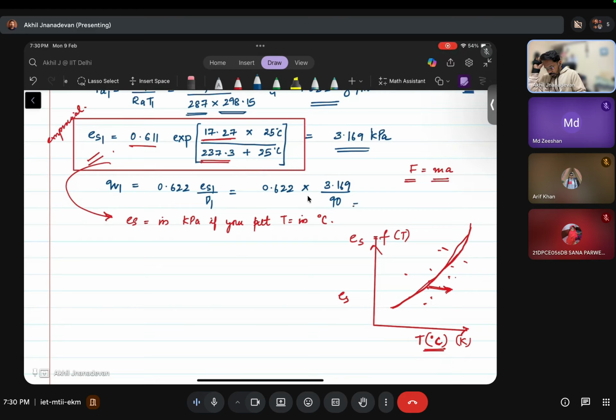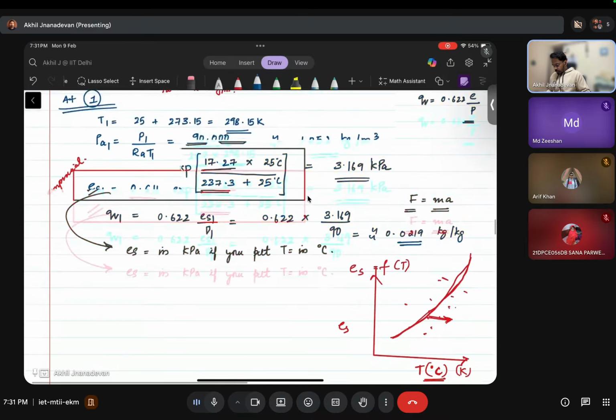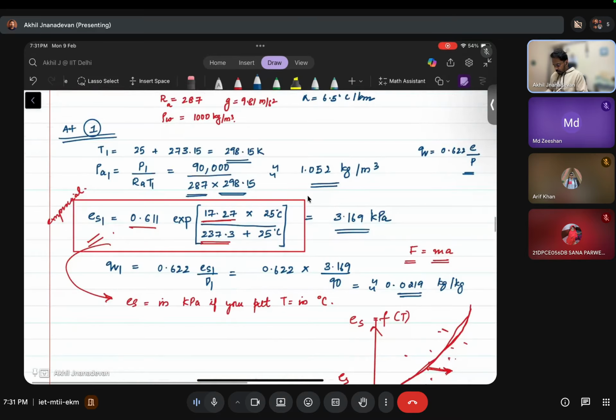So if you solve this, QV1 will be around 0.0219 kilogram per kilogram. That's how we represent specific humidity. So at the particular location 1, we got all the three values. That is, we got T1, rho 1, QV1.